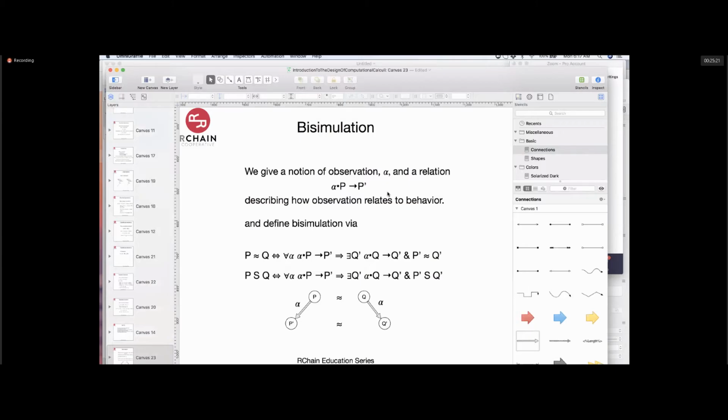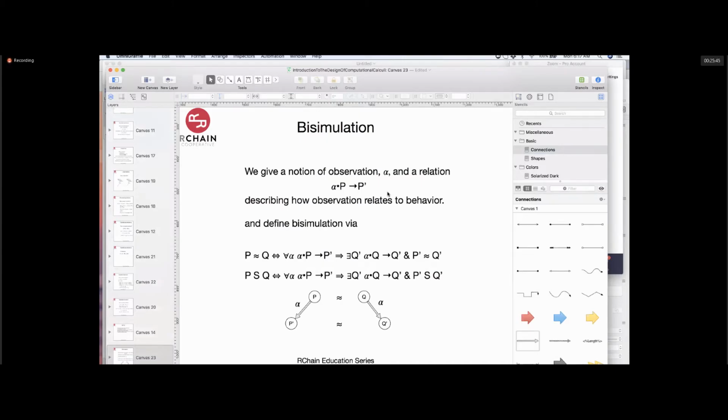It works for all of the computational calculi, right? Whenever you give a computational calculus in the way that I have described, you get a corresponding notion of bisimulation. Now, here's the rub.